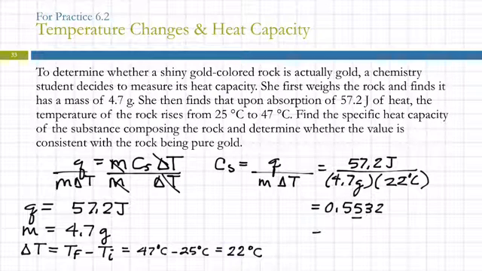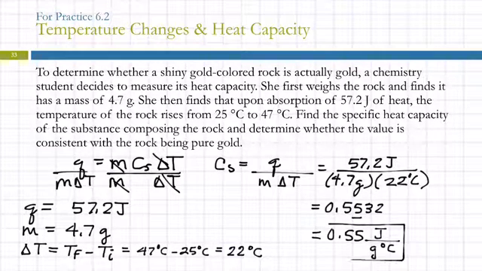What are the units? Joules over grams and degrees Celsius. Nothing cancels out. It's okay. I know we haven't seen that happen a lot yet, but it's okay. So joules per gram degrees Celsius. Those are the units of specific heat capacity, so we should be okay with that. So here is the specific heat capacity of the rock.